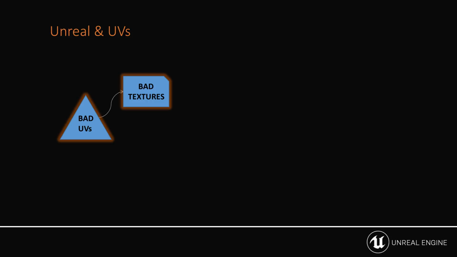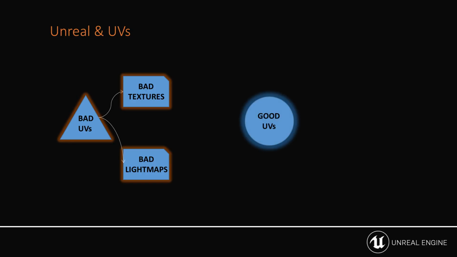So Unreal and UVs, I just want to summarize here, as simple as this is, it's key. Simply put, bad UVs, you're going to get bad textures. And if you have bad UVs and bad textures, you're going to end up with bad light maps. So really what we need to go for, as simple as it is, is good UVs overall, which is going to be good textures and result in good light maps.